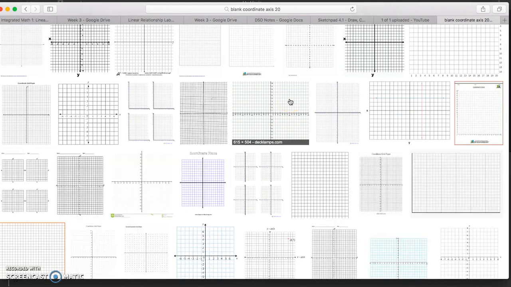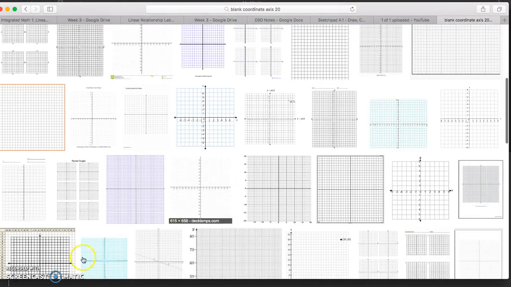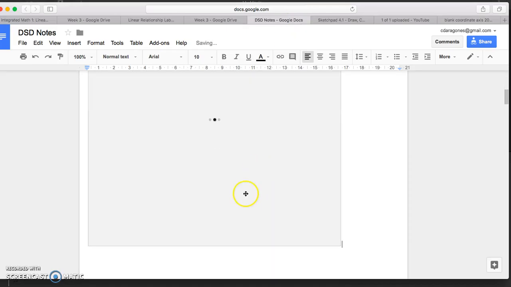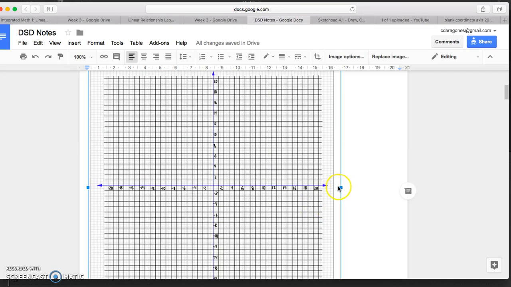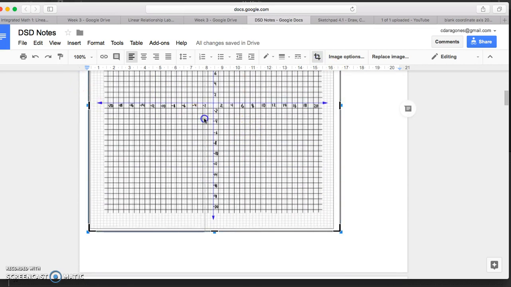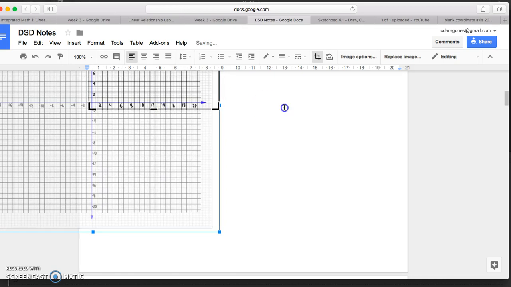I'm going to use this one and put it in my notebook. You already have these lines, so you're just going to go ahead and create that, going to 20 and 20. As you can see on this one, we have negative numbers. Obviously, we can't have negative cups of brown sugar or negative teaspoons of salt, so I'm just going to use the positive aspect of this.